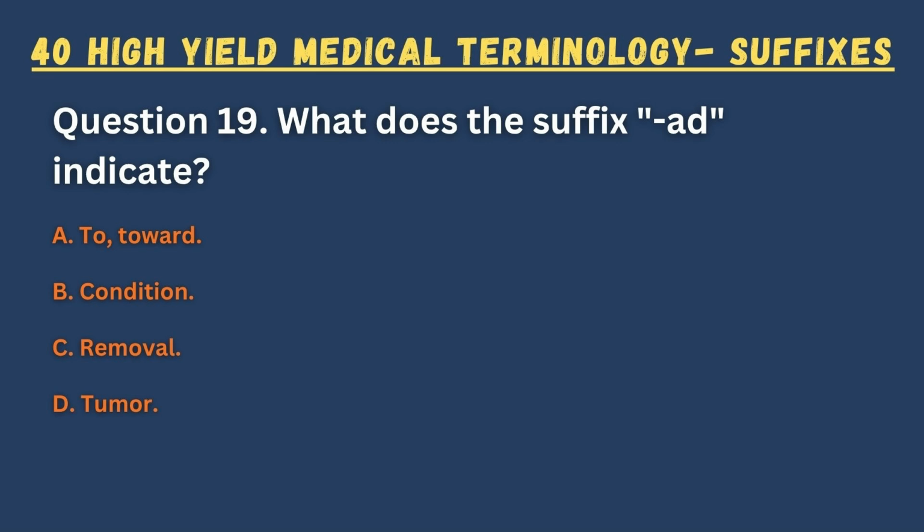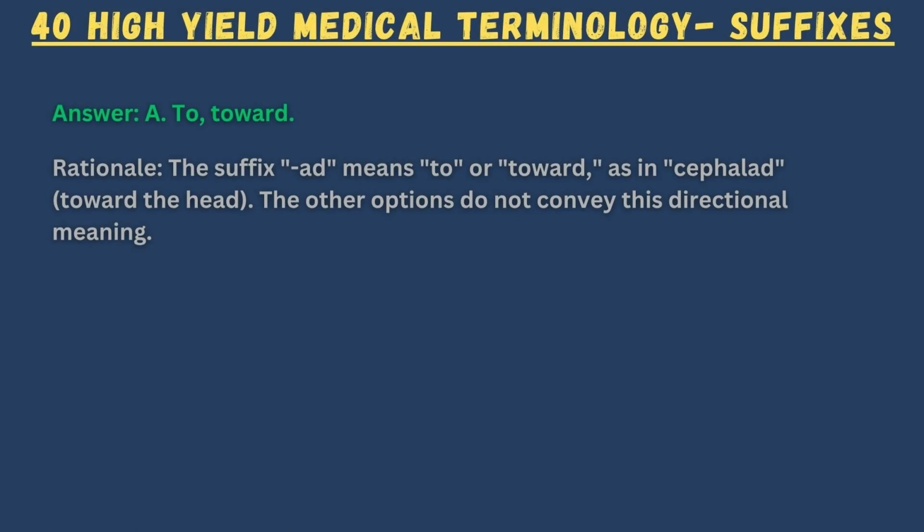Question 19. What does the suffix ad indicate? A. Toward. B. Condition. C. Removal. D. Tumor. Answer, A. Toward. Rationale: the suffix ad means to or toward, as in encephalad, toward the head. The other options do not convey this directional meaning.